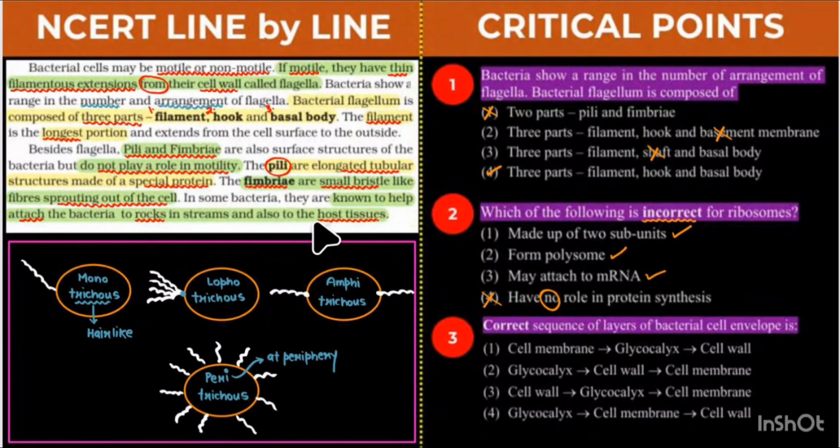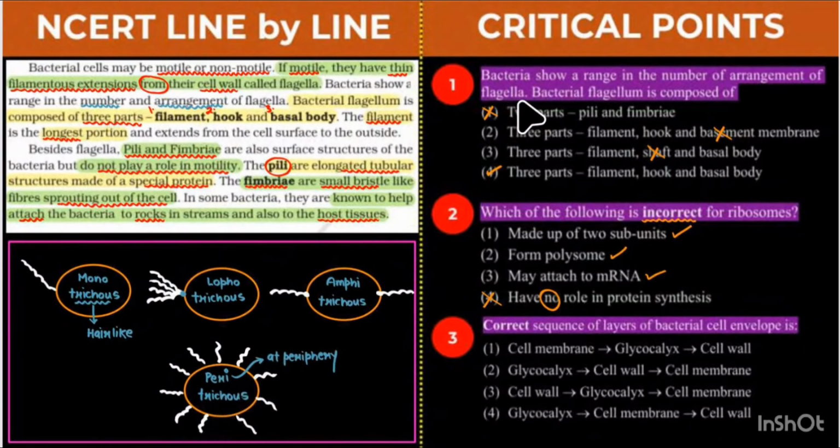In some bacteria, they are known to help attach the bacteria to rocks in streams and also to the host tissue, as we can see here. This is the extra point here. Monotrichous, lophotrichous where there are lots of flagella, amphitrichous with one at opposite ends, and peritrichous.